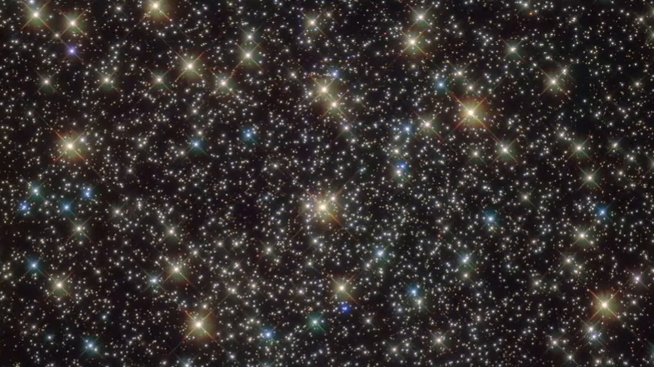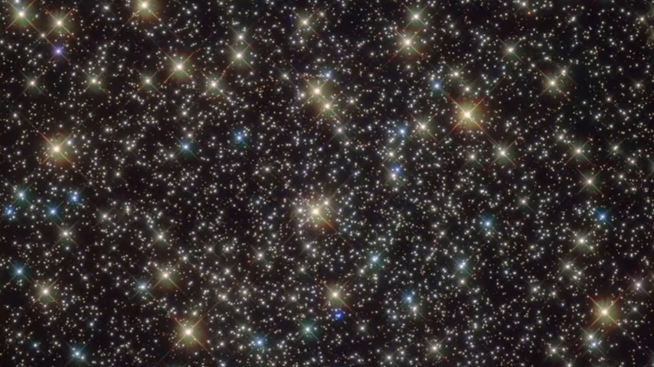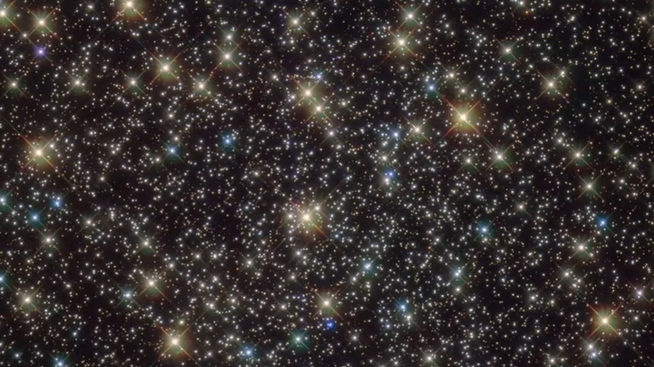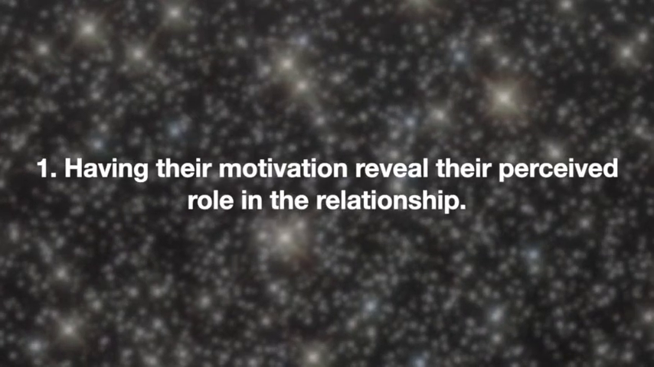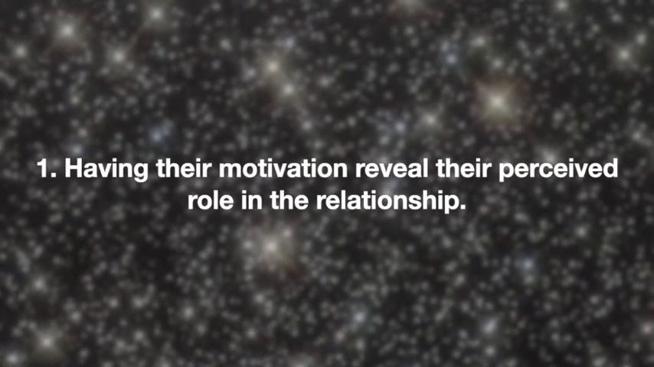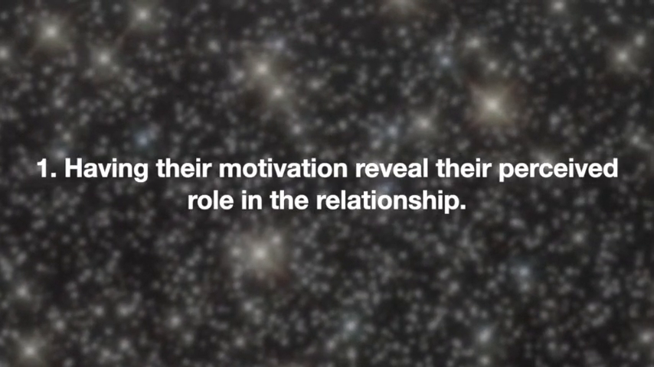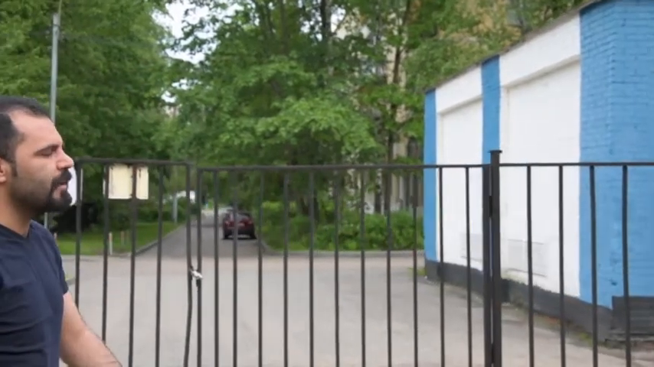A few ways you can use character motivation to affect how characters act in their relationships are having their motivation reveal their perceived role in the relationship. What are your characters' perceived roles? Who thinks they're the leader? Who thinks they're the follower? There could be some interesting conflict in who perceives what in a relationship.